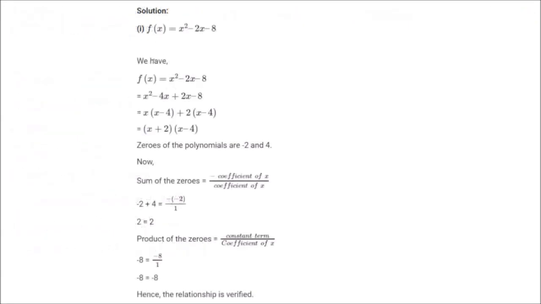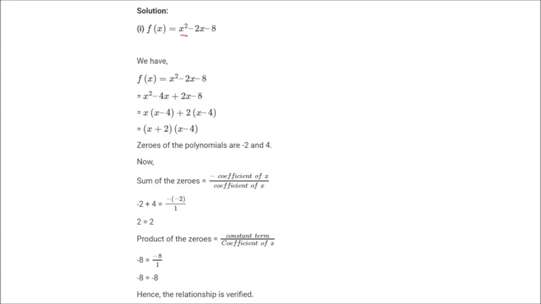See, x square minus 2x minus 8. What we can do here is split it so that we can get factors of this. And when we make a factor, that means the factor is going to divide this, and that essentially means that when we put that factor equal to 0, that will be the zero. I'll tell you how.